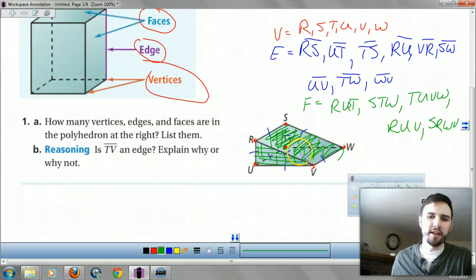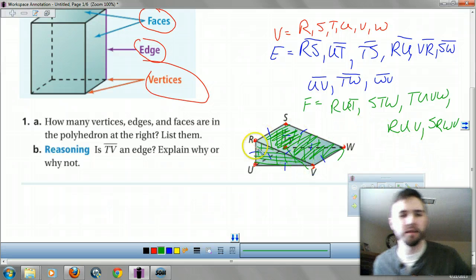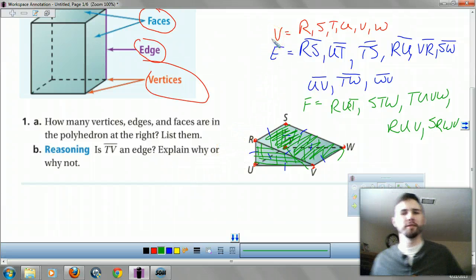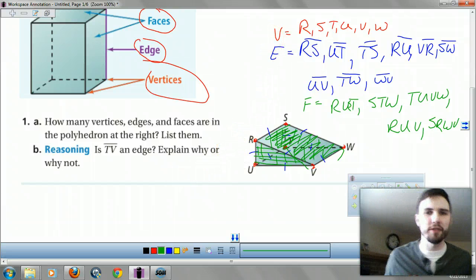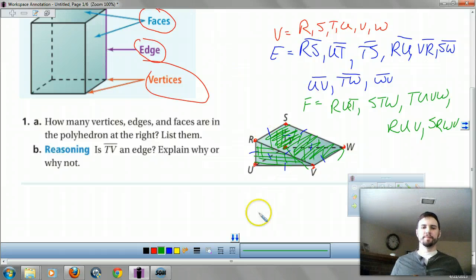Why is TV not an edge? Well, because something you watch in your house. Well, because they aren't connected in the polygon. I'm not even going to write that. That's ridiculous. Why did they put that question on there? They're fools. Okay.